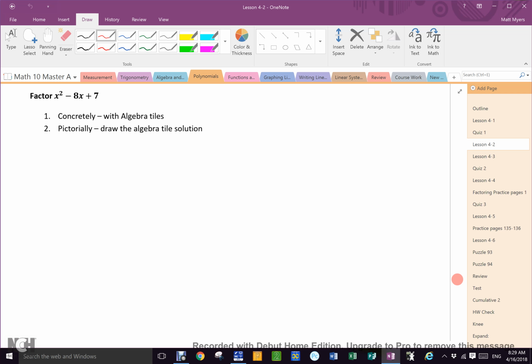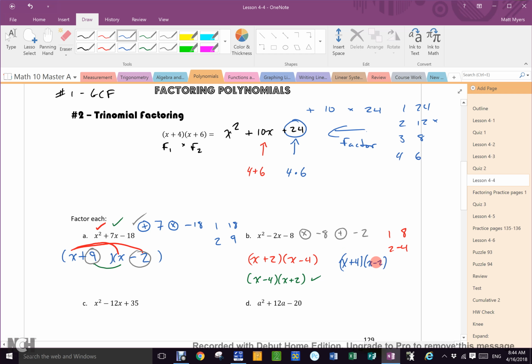Now let me ask you this. Would I be allowed to write it this way? Is that okay? Yes. Why? It's the same thing. Is 5 times 2 the same as 2 times 5? Yes. Would I be allowed to write it this way? Is that okay? No. Because even though 4 times negative 2 is negative 8, 4 minus 2 is not negative 2. Does everybody understand?